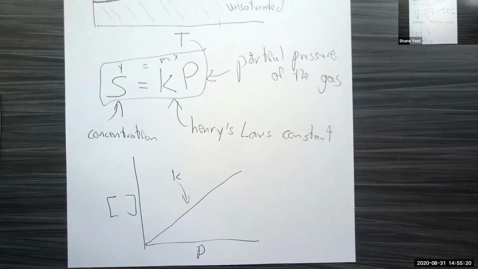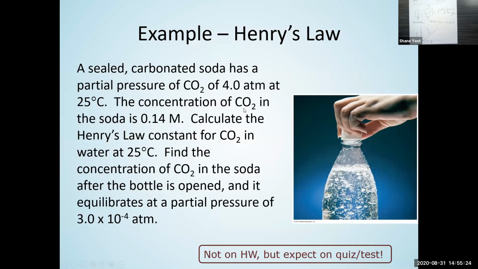So the question here related with that is about soda, or pop, or cola, depending on where you're from. Different names for the same thing, depending on what region of the country you were born in. You have some soda here that has a partial pressure of CO2 of 4 atmospheres at 25 degrees Celsius. In that can, with that pressure of 4 atmospheres, the concentration of CO2 is 0.14 molar. The question is, what is Henry's law constant for CO2 in water at 25 degrees Celsius? And the second part is, what is the concentration of CO2 in the soda after the bottle is open and it's equilibrated to the partial pressure of CO2 in the atmosphere, which is 3 times 10 to the minus 4 atmospheres?